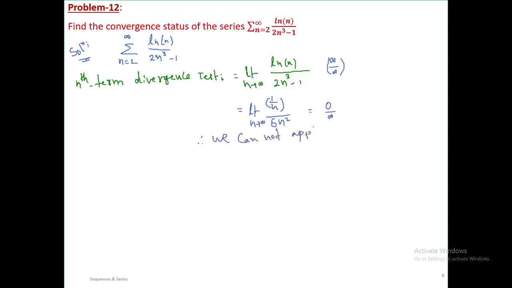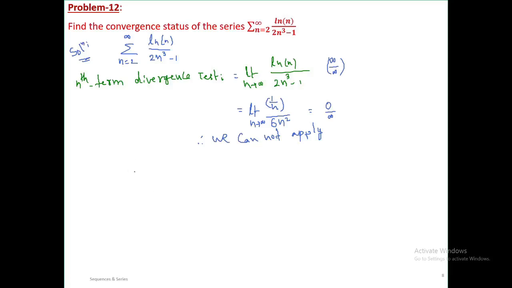If it is not equal to 0, then only can we conclude that the series diverges. But here we are getting exactly 0, therefore we cannot apply it, and we can move on to the next levels. It is not a P series, it is not a logarithmic P series. Then go to the comparison test, where you find suitable upper or lower bounds.